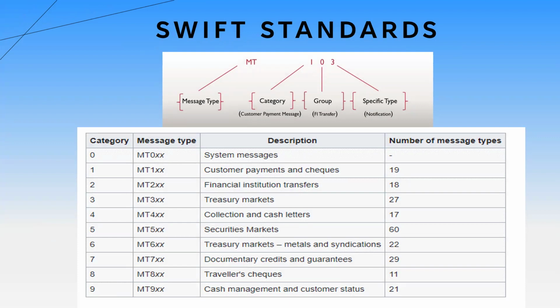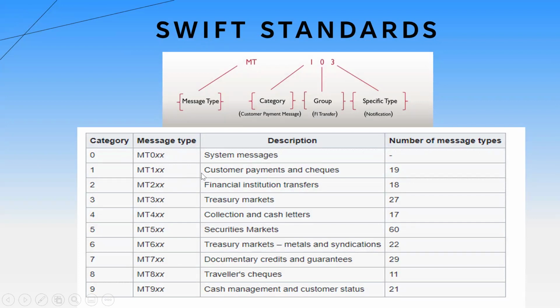So the next level is that we have different message types. All the messages start with MT, which is nothing but message type. Here you can see message types starting with the 1 series, 2 series, 3 series, 4 series, 5 series, like that. There are 10 series. For each one, we have a description.